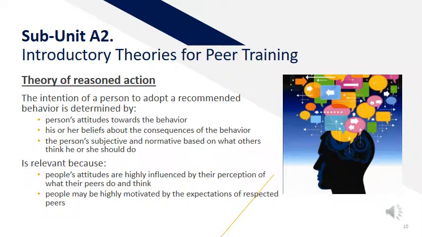Now we are going to talk about the theory of reasoned action. This theory states that the intention of a person to adopt a recommended behavior is determined by the person's attitudes towards this behavior, his or her beliefs about the consequences of the behavior. For example, a young woman who thinks that using contraception will have a positive result for her will have a positive attitude towards contraceptive use.